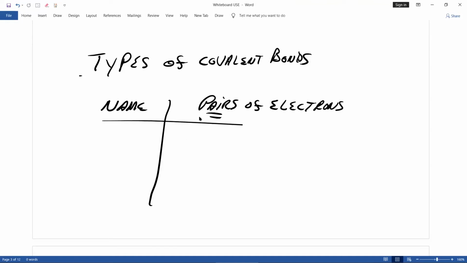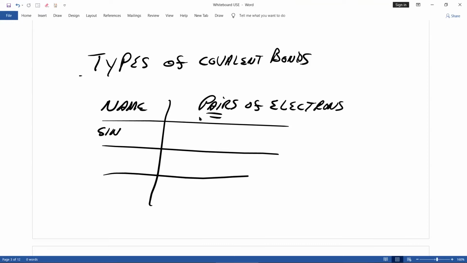And if we were face to face, I'd be writing this right now on the whiteboard. And the first type of covalent bond is a single bond. And how many pairs of electrons does it have? One, which is two total electrons with one pair. The next one is a double bond.